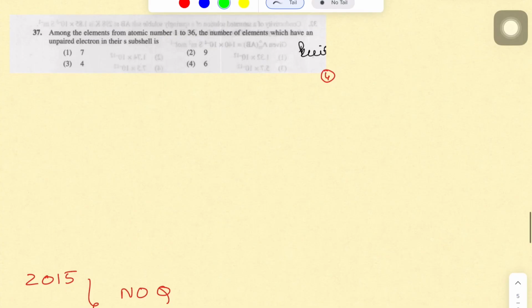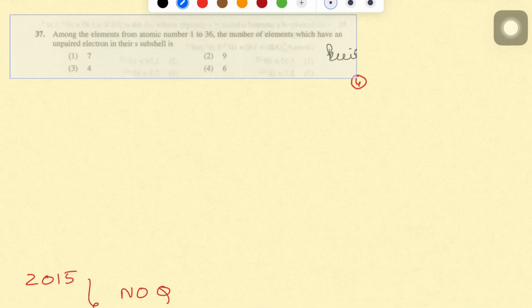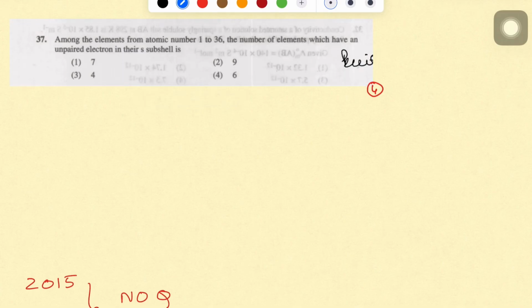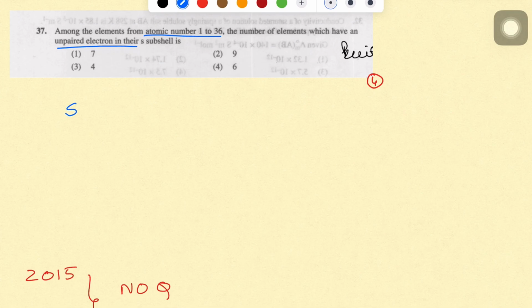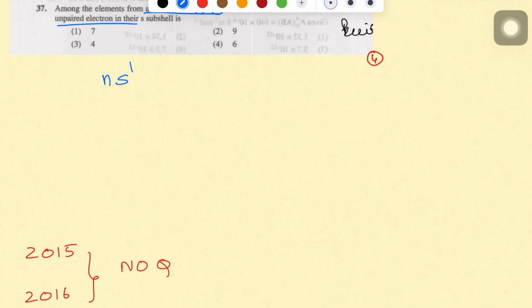Next question. This is an interesting question. Among the elements from atomic number 1 to 36, the number of elements which have an unpaired electron in the s subshell. The s subshell can hold up to 2 electrons, we know that. So they have asked about an unpaired electron, which means the electronic configuration is ns1, given atomic number 1 to 36. Let's see how to approach this question.